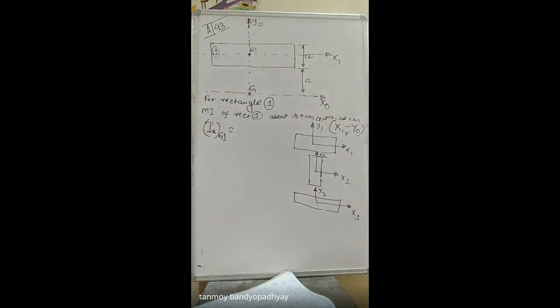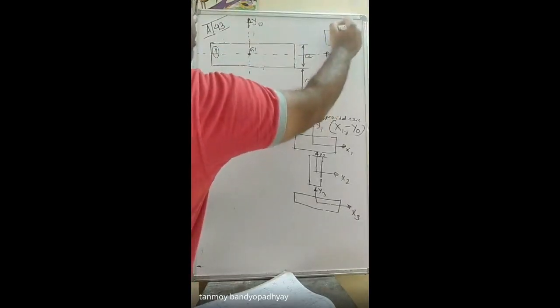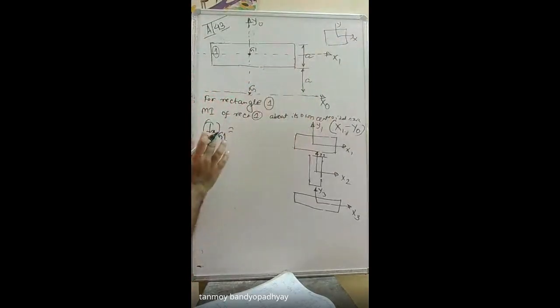Why am I saying g1? Because it passes through the centroidal axis of the rectangle. So for any rectangle, the moment of inertia about its CG, suppose this is a rectangle, what will be Ix1? I'm calling it g1. You could write it as x1, x2, but that would be more confusing in the bigger calculation. So I am just referring to it as g1, and I'm saying only Ix, so in the x direction for g1.